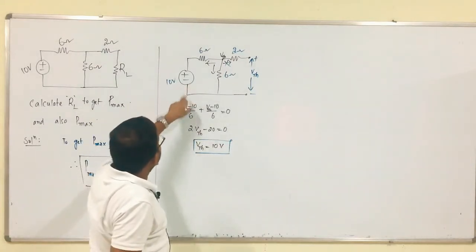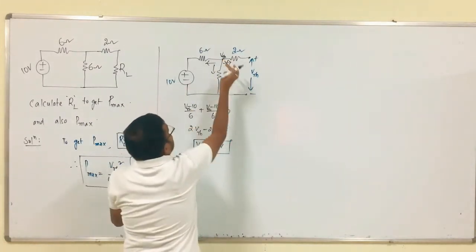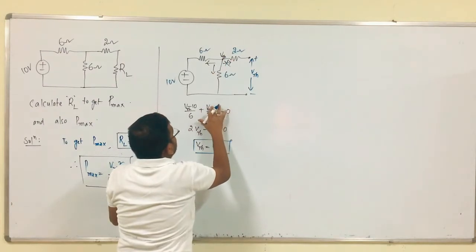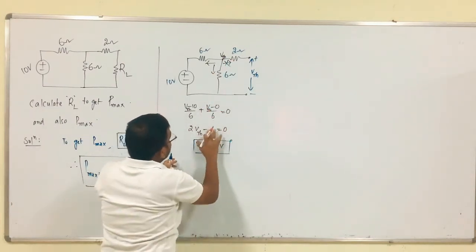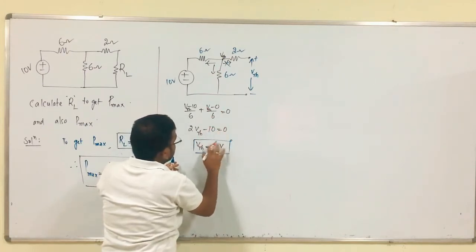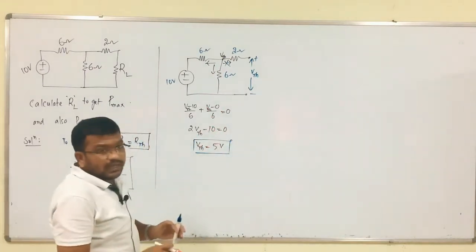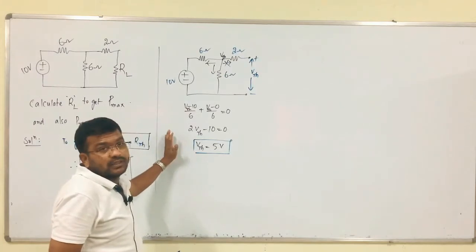Sorry, here it is VTH minus 10 by 6 plus VTH minus 0, that is 2 VTH minus 10 equal to 0 from this. So, the Thevenin's voltage is 5 volts.